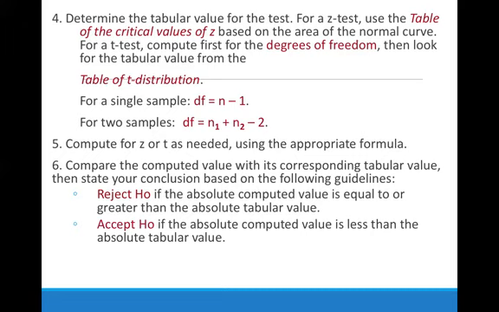The tabular value is also called the critical value. And we accept the null hypothesis if the absolute computed value is less than the absolute tabular value. And then the last one is to draw or state the conclusion. This is based on the hypothesis that is not rejected.